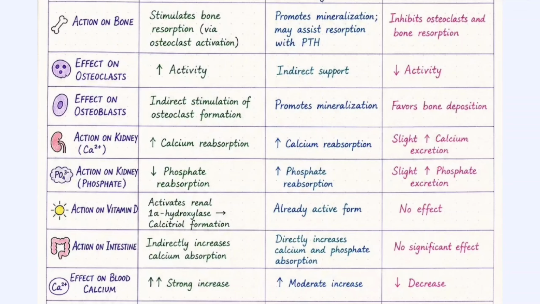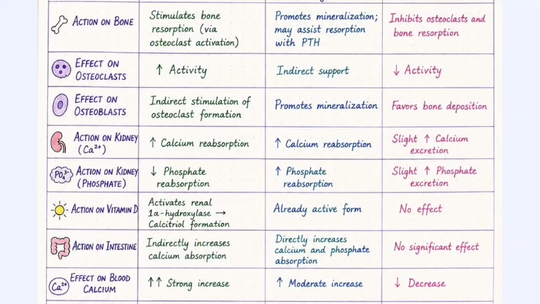Action on kidney. Parathyroid hormone increases calcium reabsorption. Calcitriol also increases calcium reabsorption and calcitonin slightly increases calcium excretion. Action on kidney for phosphate. Parathyroid hormone decreases phosphate reabsorption. Vitamin D or calcitriol increases phosphate reabsorption and calcitonin slightly increases phosphate excretion. Action on vitamin D. Parathyroid hormone activates renal 1-alpha hydroxylase for calcitriol formation. Calcitriol is already the active form and calcitonin has no effect on it.